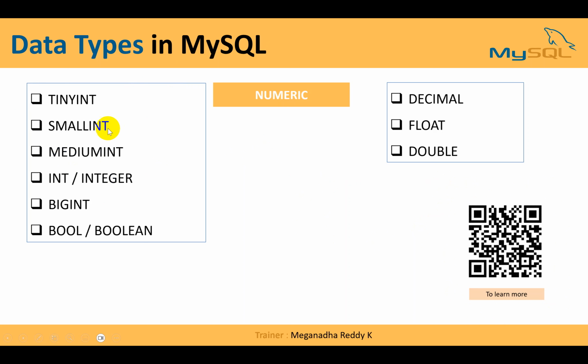Now, these are the data types once again: tinyInt, smallInt, mediumInt, integer, and bigInt. And then we have Boolean or bool, which is used to store true or false. 0 indicates false.